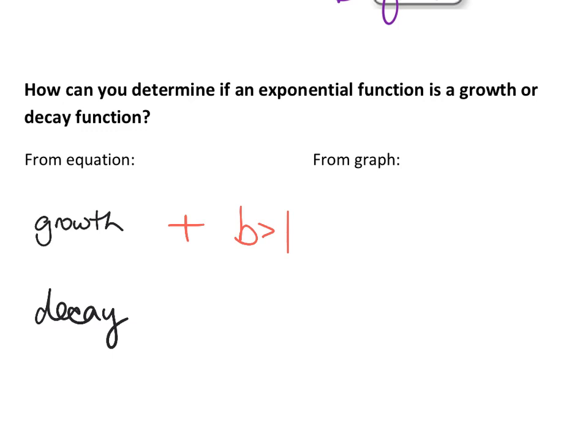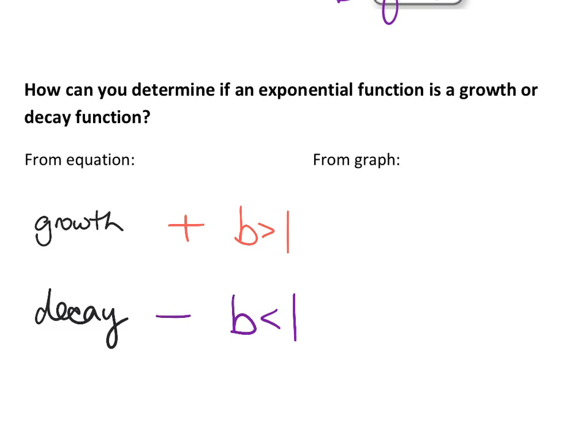How do you think I'm going to be able to tell it's decay from the equation itself? B less than 1. If you physically see the minus sign in there, or if you notice that the b value is less than 1, the number in parentheses is less than 1.